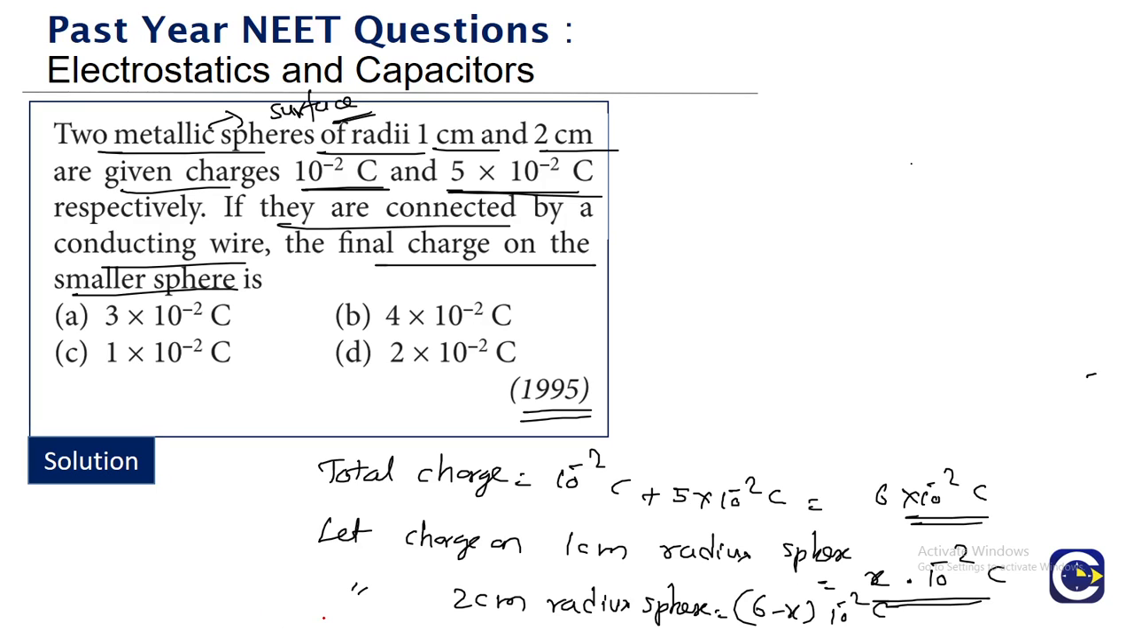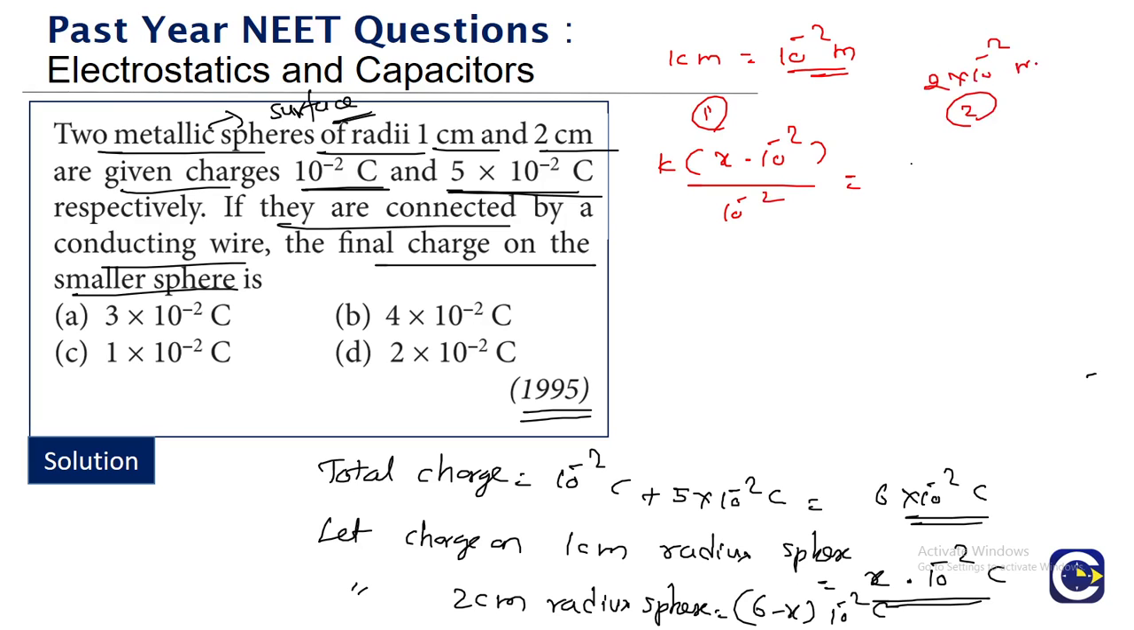Potential on the surface of sphere 1, which is our 1 centimeter sphere. 1 centimeter means 10 power minus 2 meter radius. K into Q is x into 10 power minus 2, divided by R, which is 10 power minus 2. This potential should be equal to the potential on sphere 2. Sphere 2 has radius 2 into 10 power minus 2 meter. K into charge, which is 6 minus x, divided by 2 into 10 power minus 2.